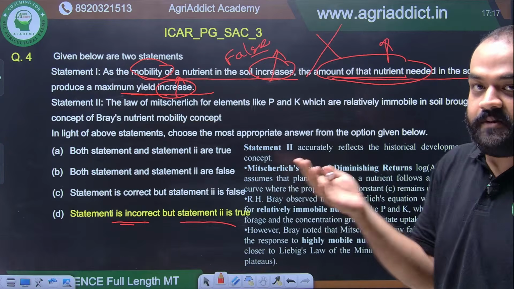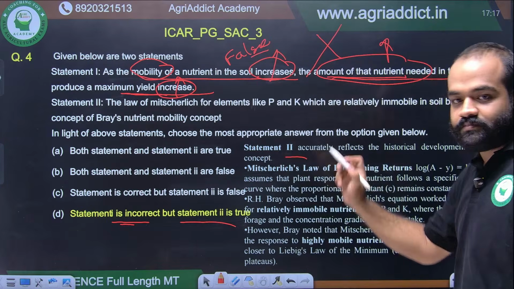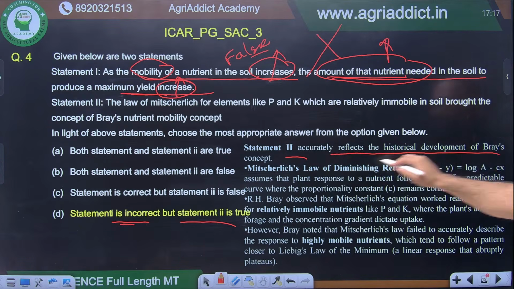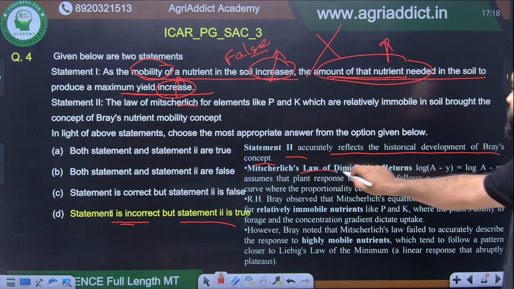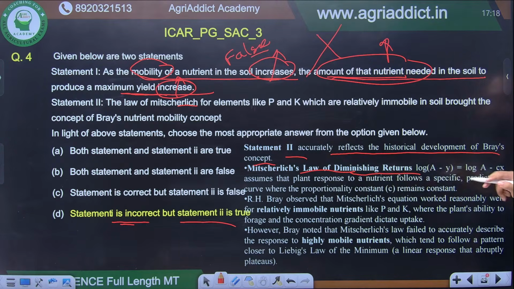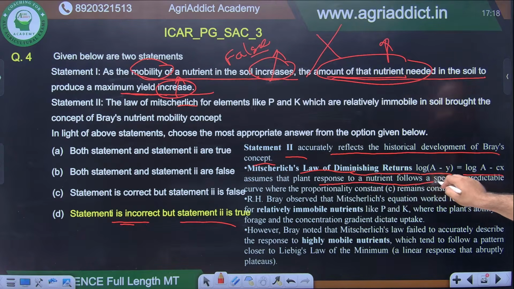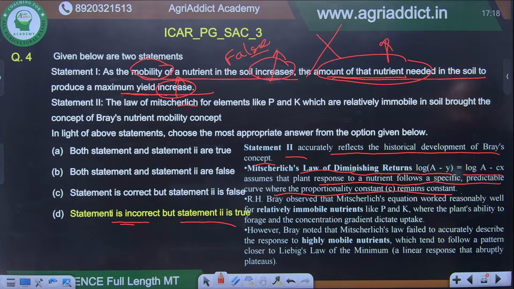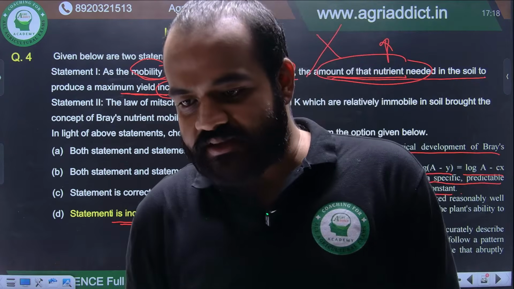The second statement demands your concept, you should know. That's why I have written here. You can read: statement 2 accurately reflects the historical development of Bray's concept. Here it says the law of Mitscherlich. What is Mitscherlich's law? We know it is diminishing returns. It says log of (A minus y) is equal to log A minus cx. It assumes that plant response to a nutrient follows a specific predictable curve where the proportionality constant remains constant. So what does this mean? If mobility decreases then yield increases.